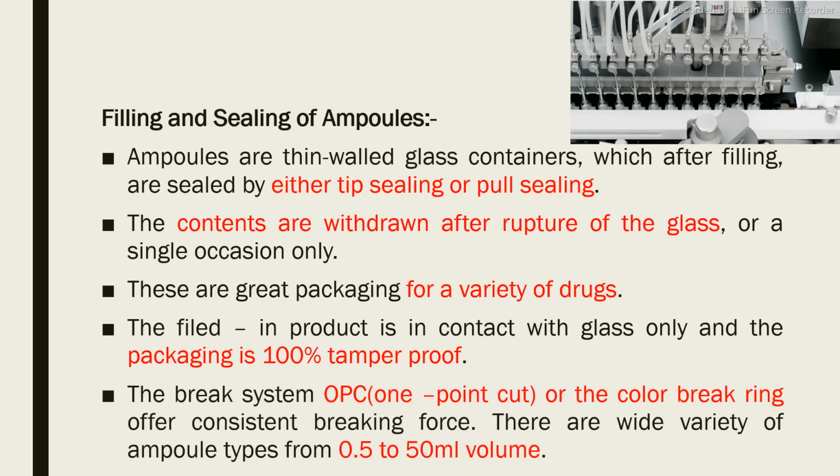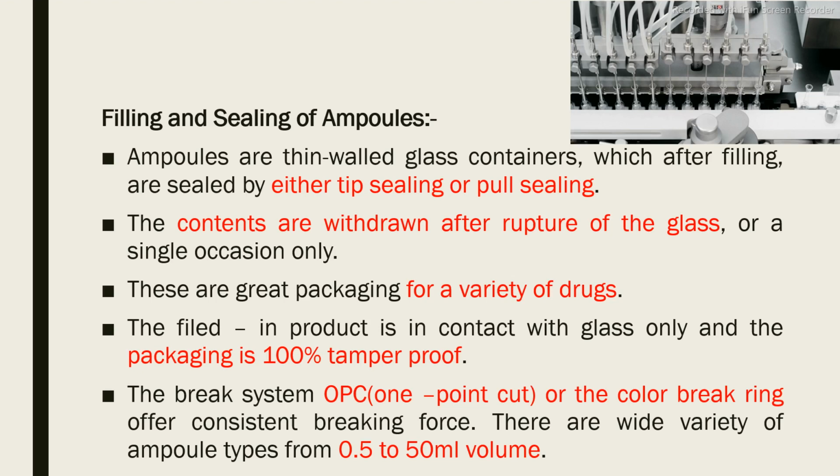The break system is either one point cut or color break rings. One point is provided on the ampoule neck, which means it is the point at which we have to break the ampoule. If you look at the ampoules carefully, you can see one color ring on the neck. This color line indicates the point at which you have to break the ampoule, because it has less thickness compared to the other parts of the ampoule.